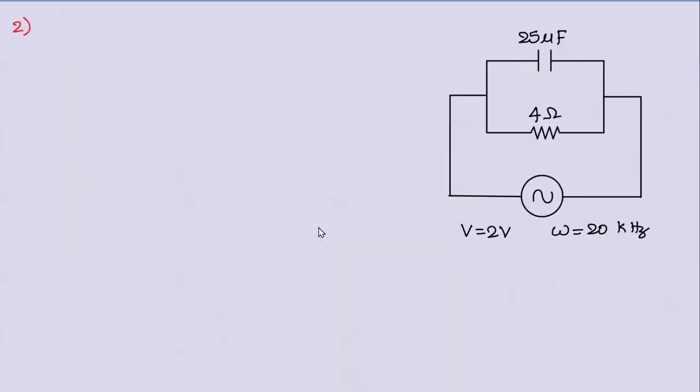Question number 2. Data is given. Diagram is there. So, let us go through the current approach. Voltage V is equal to 2 volt. Good. Then capacitor. In case of capacitor, current will lead, right? Like this it will be. In case of resistance, no need to worry about it. Current will be in phase, right? Good.